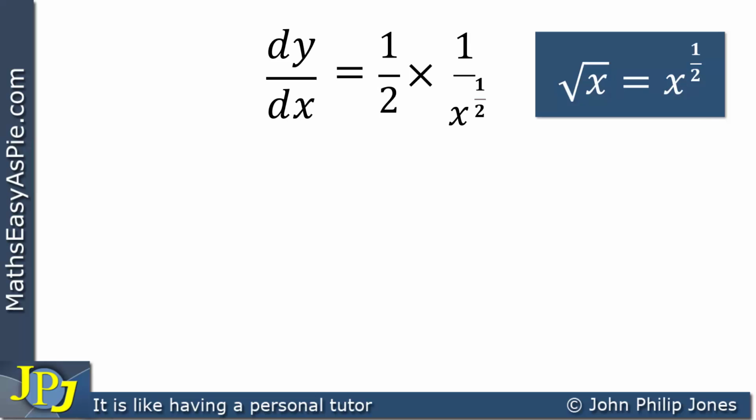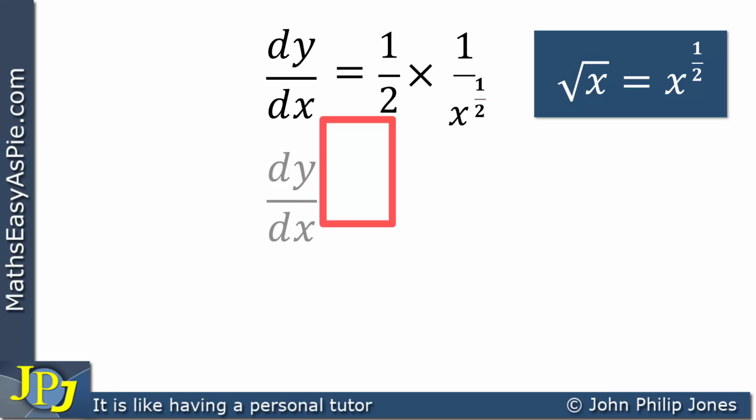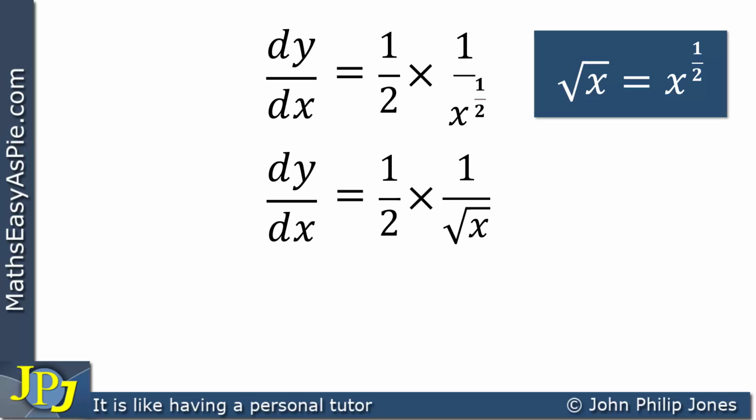Let me remind you of the following. The square root of x can be written as x to the 1/2. If you look here, you can see you have x to the 1/2, so I can replace that by the square root of x, and I'll show that on the next line where we have dy dx equals, the 1/2 I've brought down, I'm going to multiply, and I'm now going to write down 1 over the square root of x. In other words, I've replaced this x to the half with the square root of x.